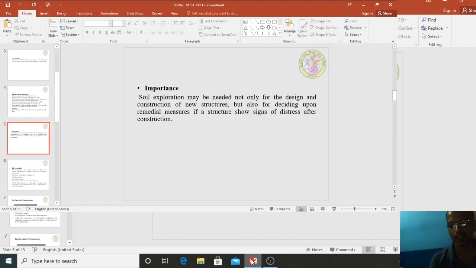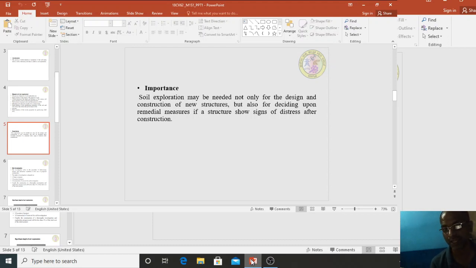Next, I can say with this objective, the importance of soil exploration is needed not only for new structures but also for existing structures. Suppose a structure was constructed and after some 5 years it is showing signs of distress, it is tilting, and you want to prevent that tilting. For that purpose, you should know the behavior of the soil below the existing foundation. For that purpose, we have to do soil exploration.